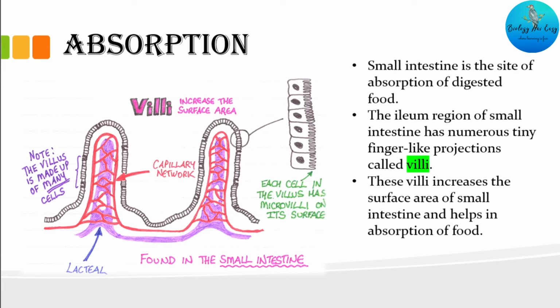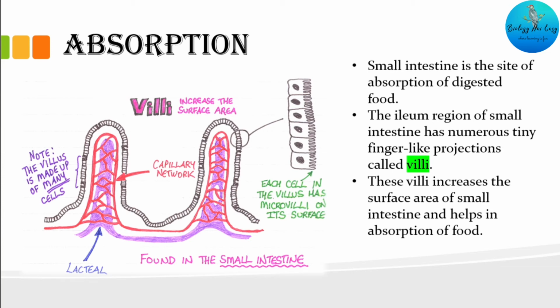The small intestine is the site of absorption of digested food. The small intestine has millions of tiny finger-like projections called villi, which increase the surface area of small intestine and help in absorption of food. The digested food, which is absorbed through the walls of the small intestine, goes into our blood.